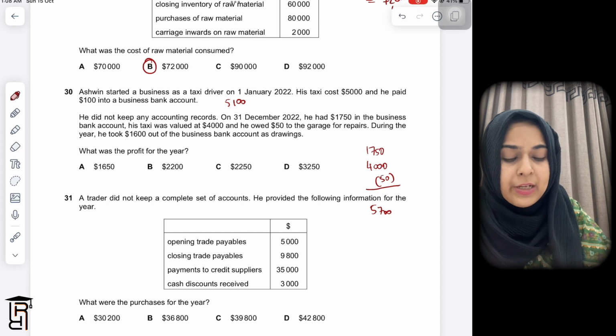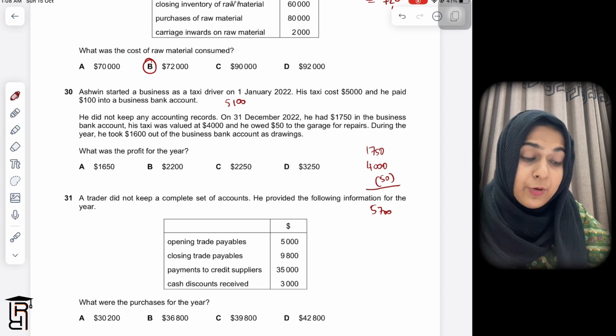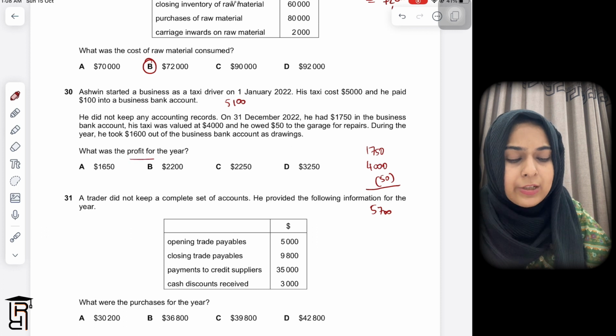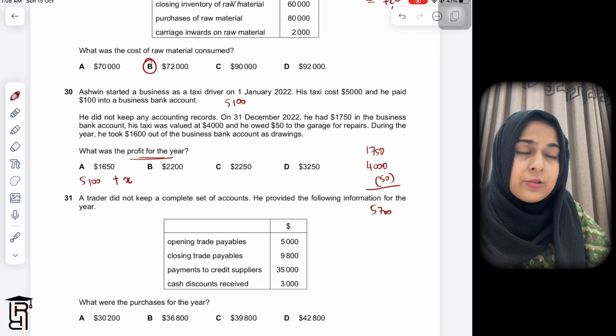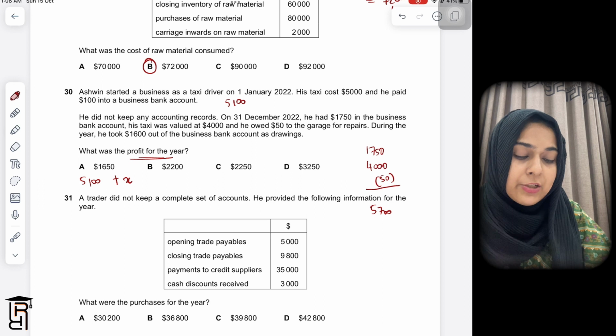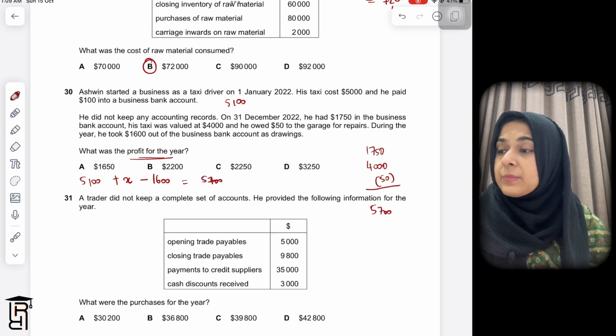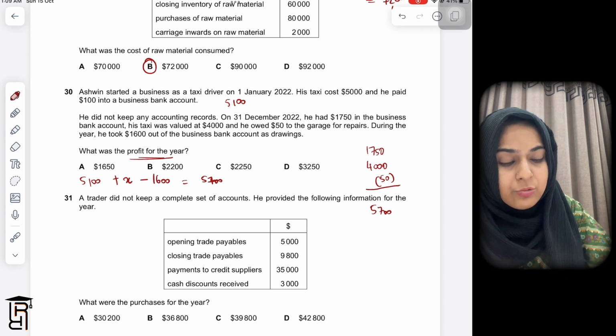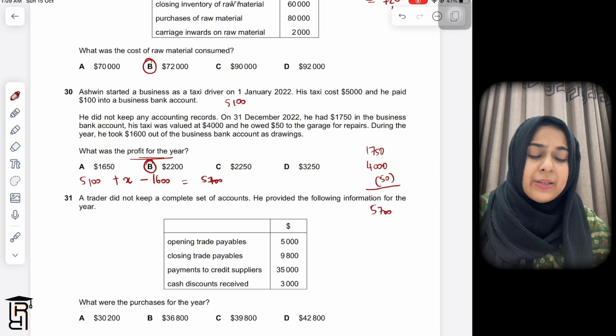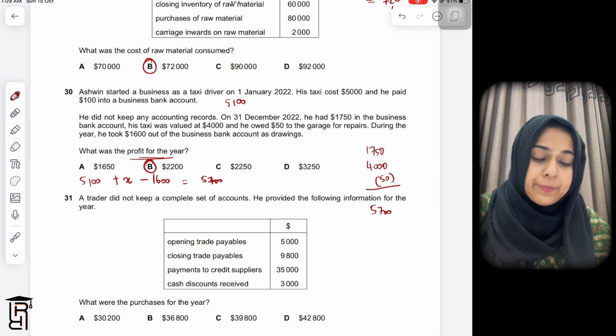So basically the formula here should be capital at start, add profit for the year. They want you to calculate profit for the year. So capital at start is here 5100. Your profit for the year is X, you don't know that. So this is like a capital section of the statement of financial position. Minus 1600 is your drawings, is equal to capital at end. If you solve for the value of X here, with X becoming the subject of the formula, your answer should be B, 2200 should be your profit. Basically X will come out to be 2200.